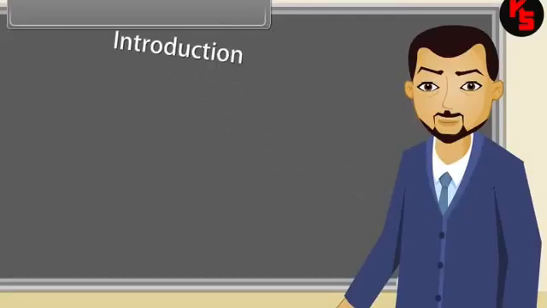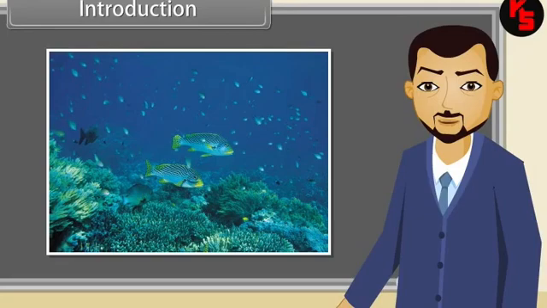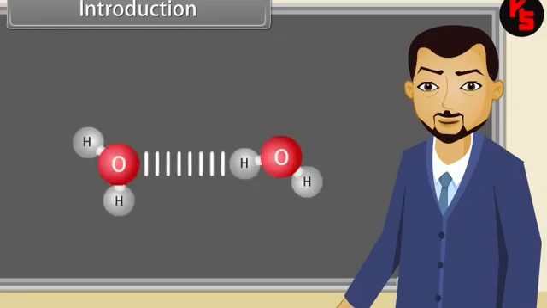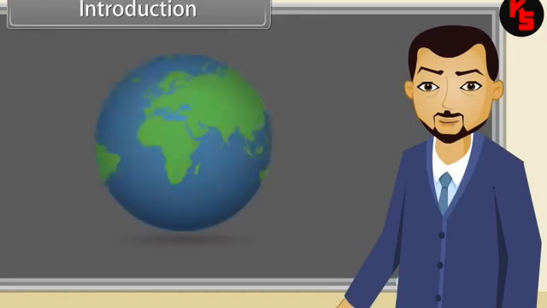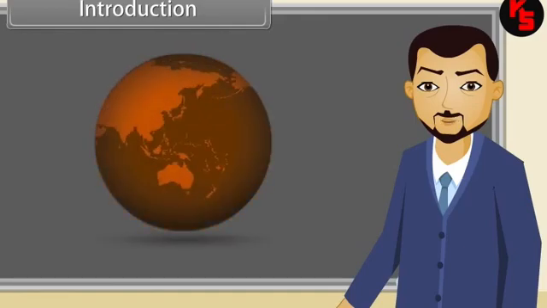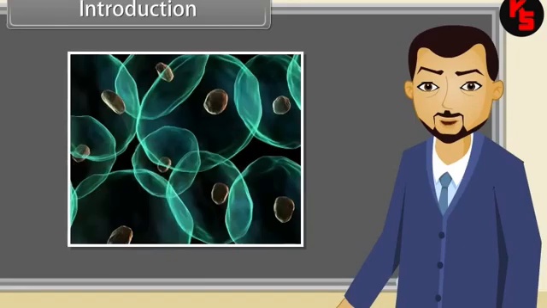Introduction. Life depends upon hydrogen bonding. Life is created from water, and water is a liquid due to hydrogen bonding in its molecules. If there is no hydrogen bonding, then water must be a gas just like air. There would be no oceans, no lakes, and no rivers. The fluids in cells of living bodies also exist due to hydrogen bonding. So, all the living systems depend upon hydrogen bonding.